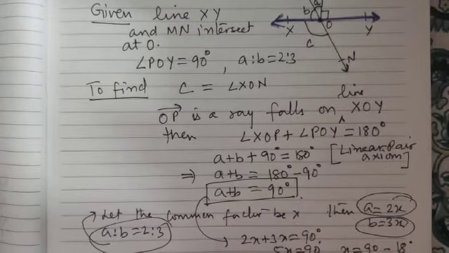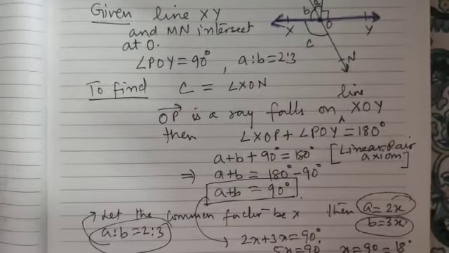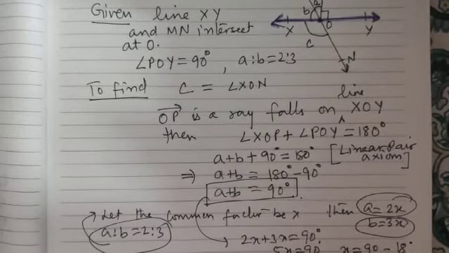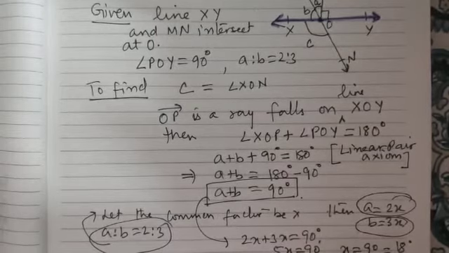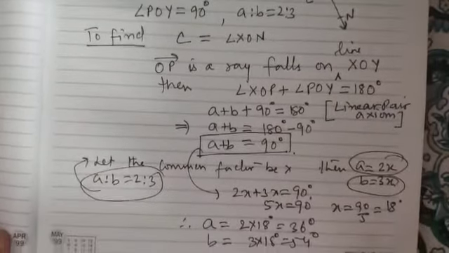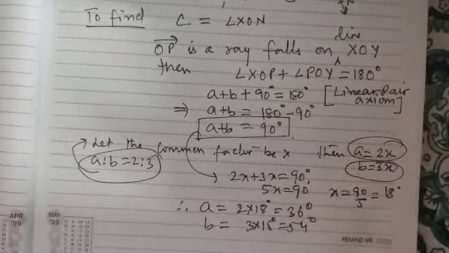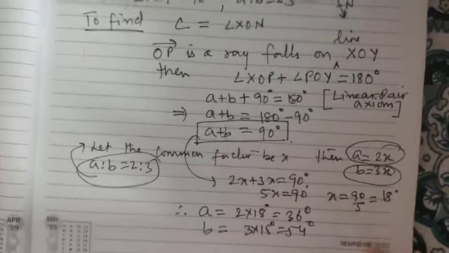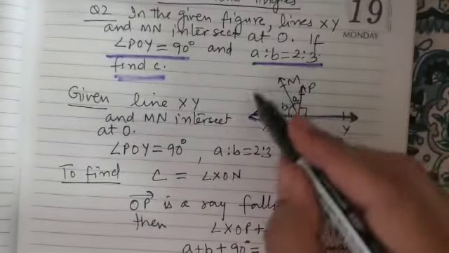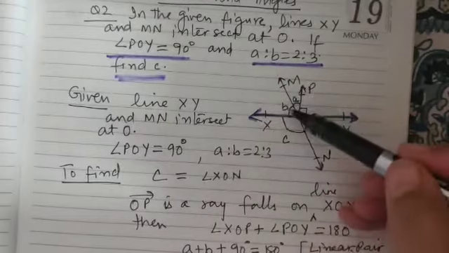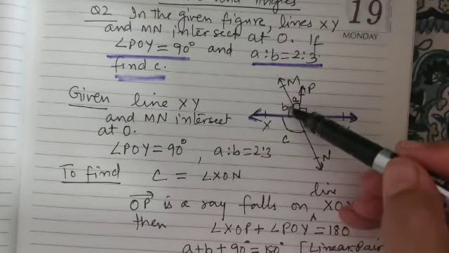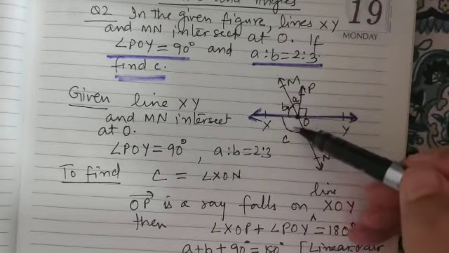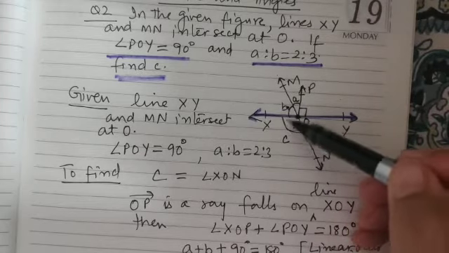That means A will be 2 into 18, that is 36 degrees. And B will be 3 into 18, that is 54 degrees. Right? So we have got the values of A and B, 36 degrees and 54 degrees. Now observe this figure again, which is given to us. We have got the value of B. B is 54 degrees and we need to find the value of C.